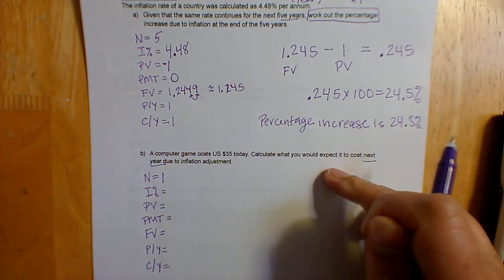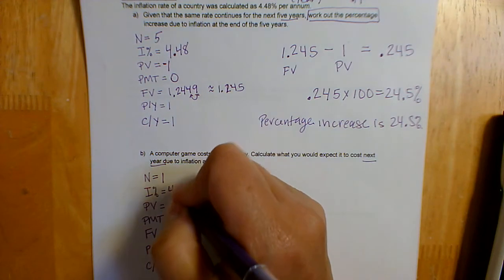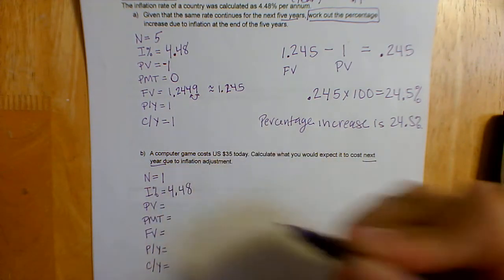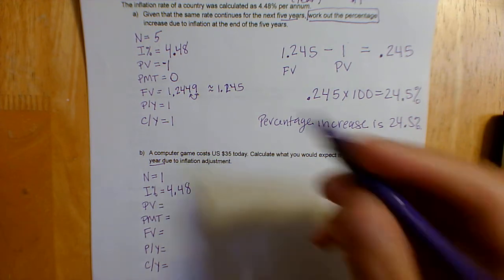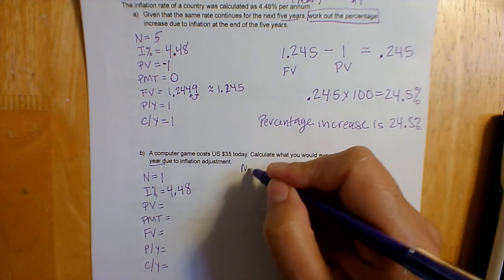Now this is part B, so we are going to use the 4.48. That is our inflation rate. So we're going to see what the new price is. That's what we really want to find out. What the new price.